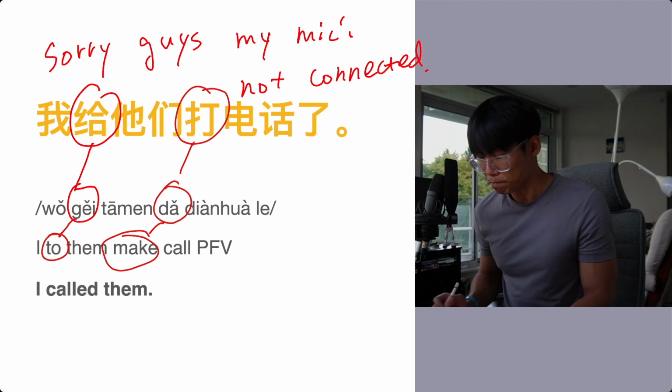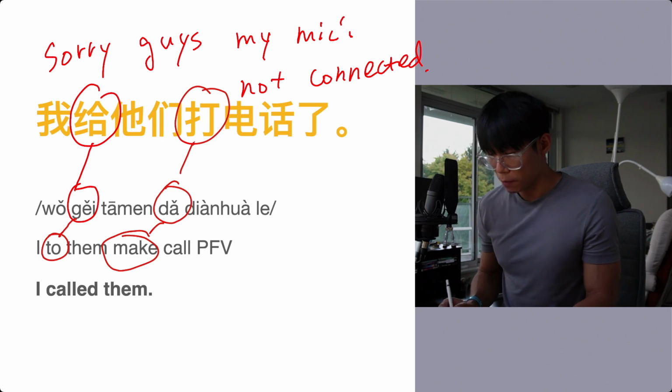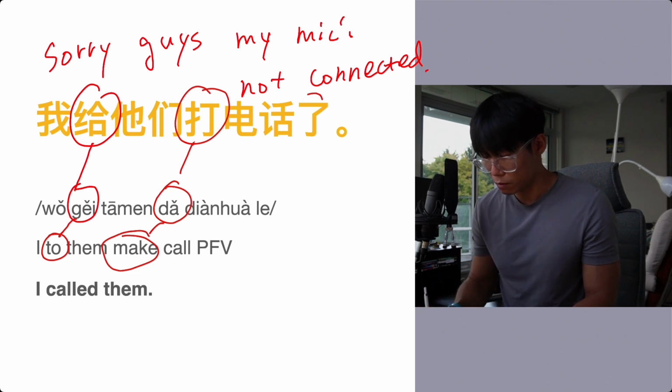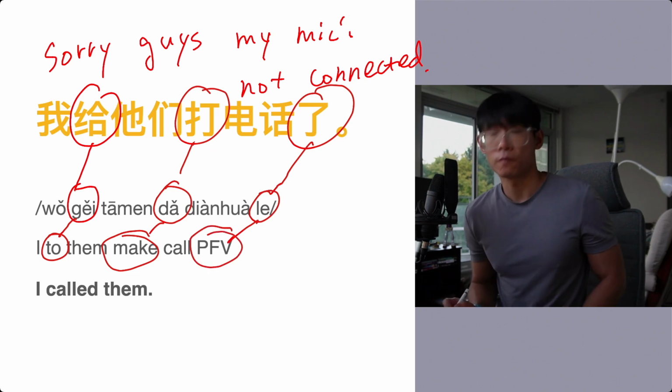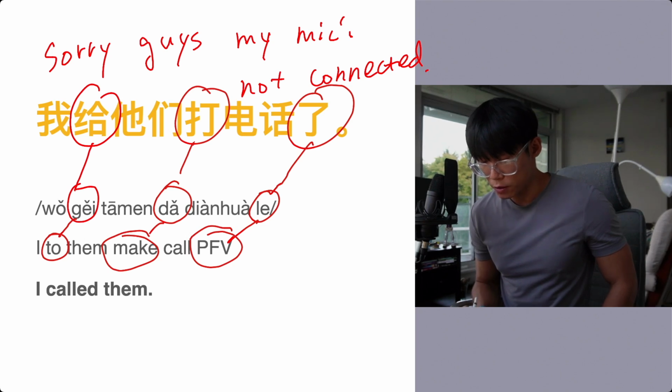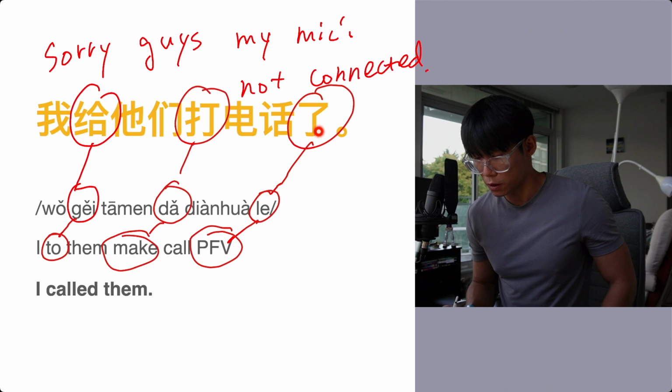I called them. And the 了 over here is a perfective marker. You're going to learn that in HSK3 in more detail, but for now, you know that 了 is marking the completion of an action, because you already finished the call. I called them, so that means the action is completed. So we use the 了 particle over here. 我给他们打电话了.